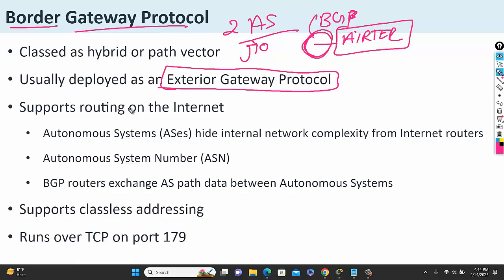Border Gateway Protocol. Different autonomous systems have a unique number, called the autonomous system number. They exchange their paths of the autonomous system only from one system to another. BGP supports classless addressing. Classless addressing, as I have told you already, supports supernetting and subnetting. It runs over TCP and uses port number 179.